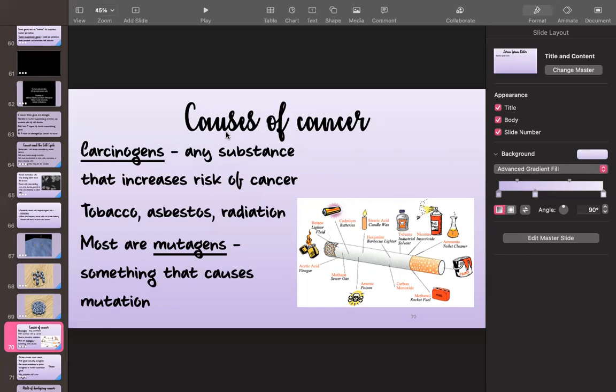Environmental factors. You have carcinogens. Carcinogens are anything that increase your risk of cancer. Notice that I don't say things that cause cancer because, like I said, cancer is quite a complicated, complex process. So you just have environmental factors that increase the risk of you getting cancer. So tobacco, asbestos, radiation, these are all carcinogens.